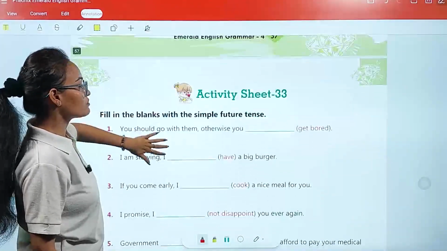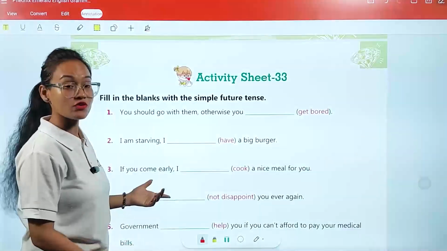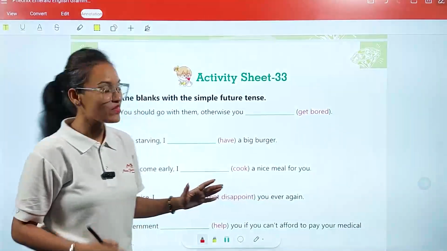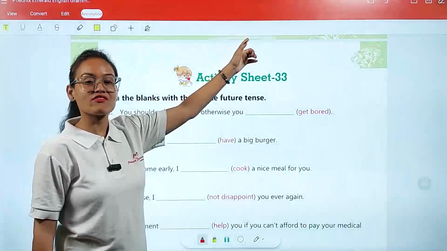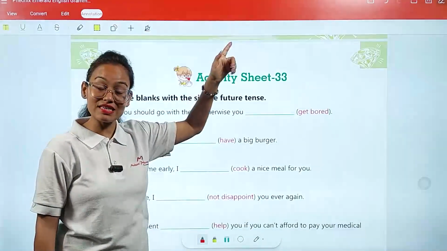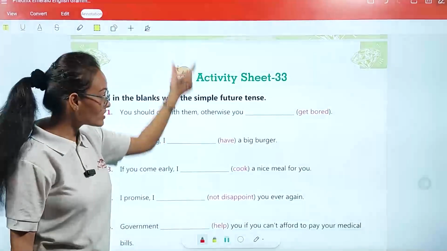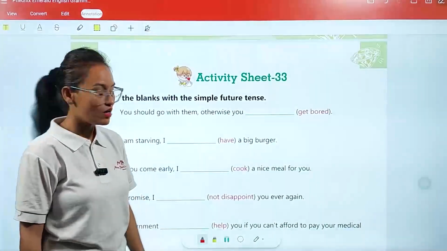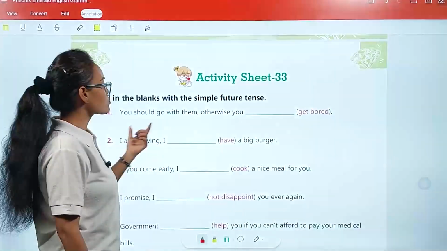Now activity sheet number 33. Here what we have to do is fill in the blanks with simple future tense. The first activity we completed is based on present tense, the second is based on past tense, and now this activity sheet number 33 is based on our simple future tense.